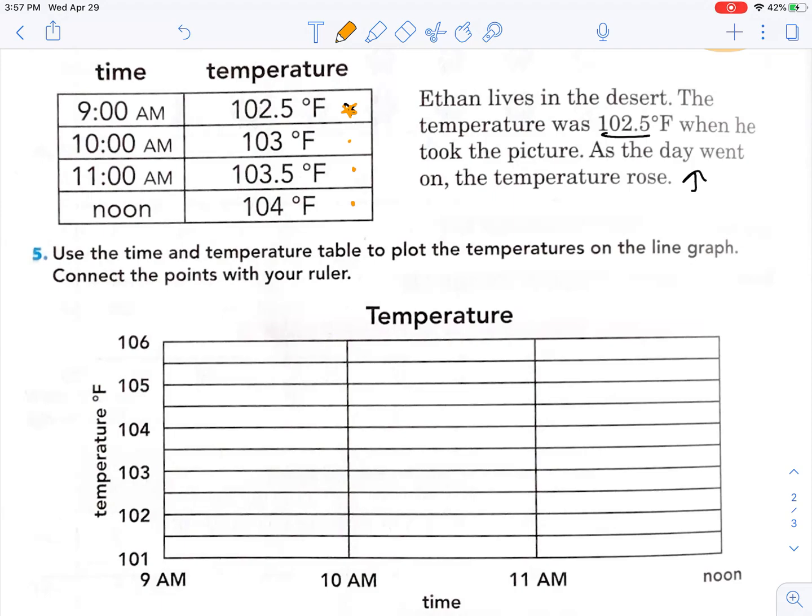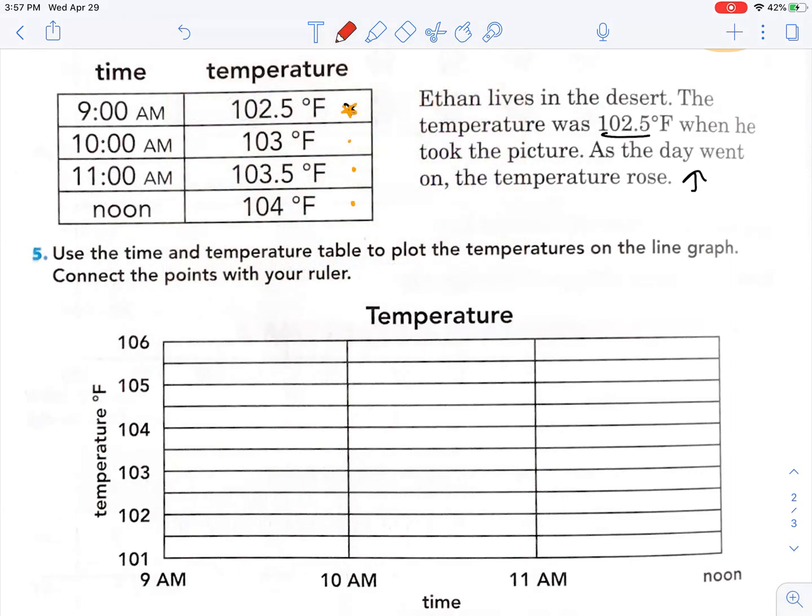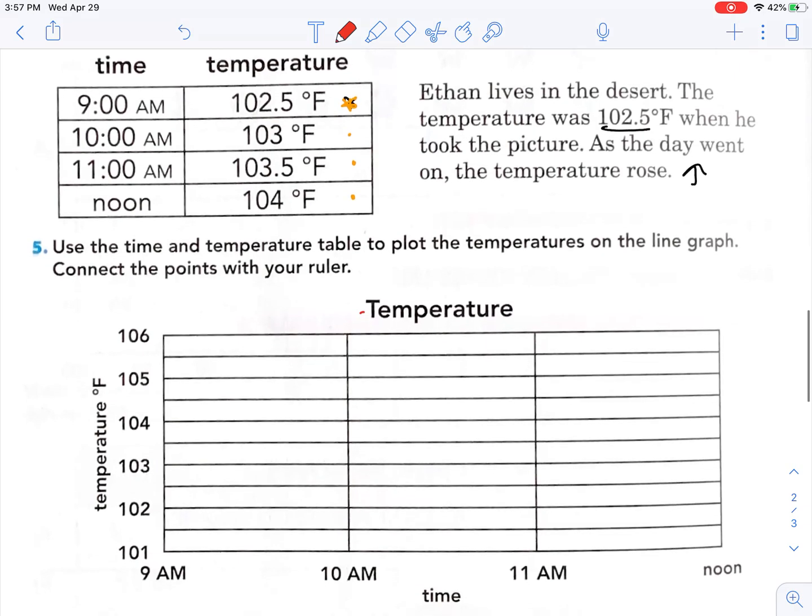Let's see what it says. Use the time and temperature to plot the temperatures on the chart. So the nice thing is it already has a label for us. It already has numbers on the side, which is great because a lot of the times we have to fill these in. But it tells us the temperature measured in degrees Fahrenheit, starting at 101 and going up to 106. So that'll be right where we need to be.